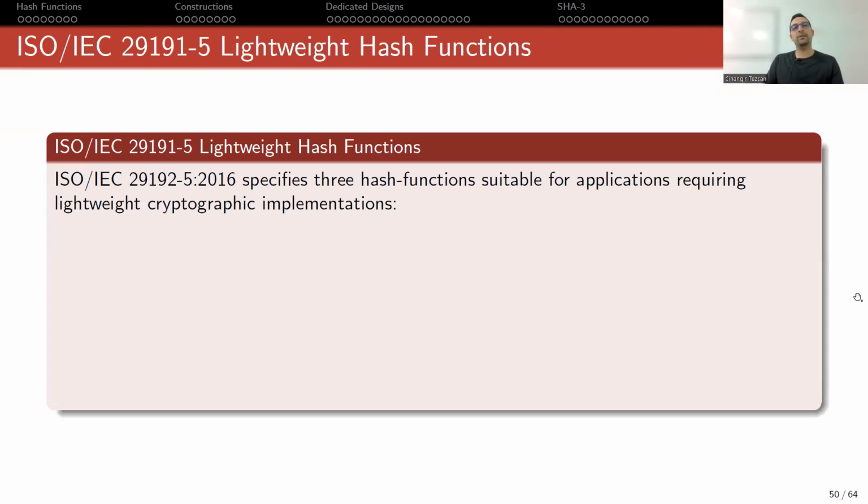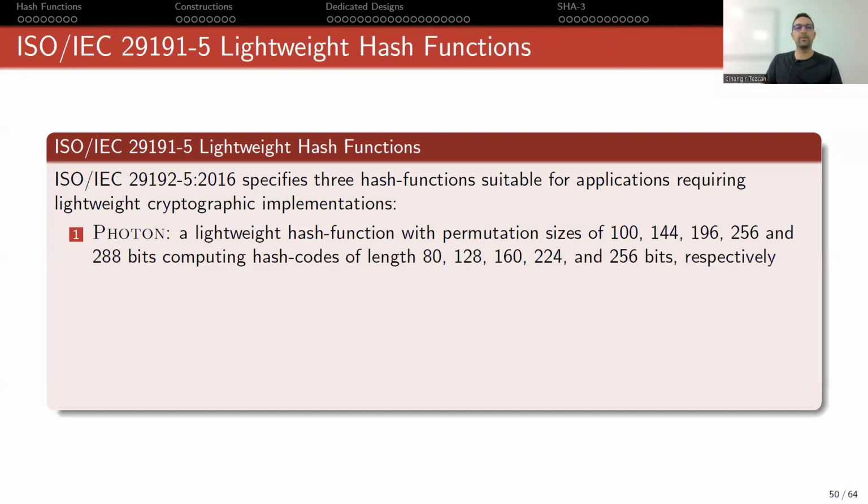But on the other hand, we have ISO standards, okay? So these are lightweight hash functions. This specification from 2016, and all of them generally revised in 2022, so they're still valid, specifies 3 hash functions suitable for applications requiring lightweight cryptographic implementation. So one of them is PHOTON, a lightweight hash function with permutation sizes of these, and hash outputs of length like this. As you can see, unlike other algorithms, they also provide very short length.